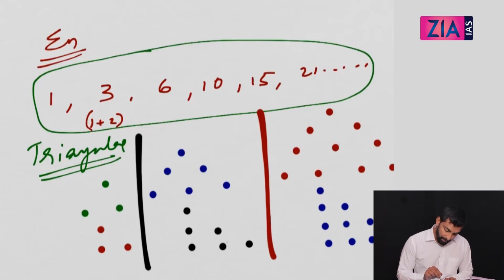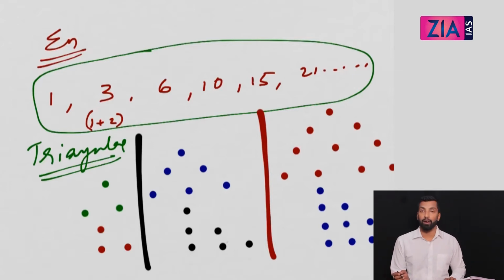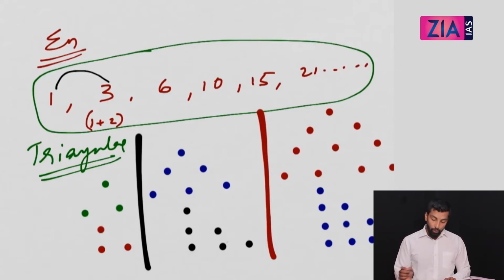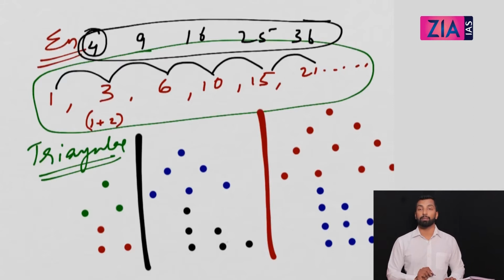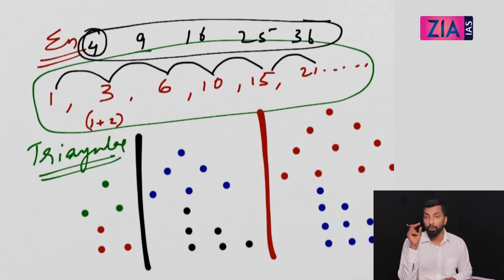Now, one interesting speciality of triangular numbers: let's take two triangular numbers, 1 and 3. You add them, you get 4, which is a square number. Similarly, 3 and 6, you add, you get 9. So two consecutive triangular numbers, if you add them, you get square numbers. 10 and 15 give 25, 15 and 21 give 36. All these are square numbers. Why do you get a square? Because when you join two triangles, you get a square.